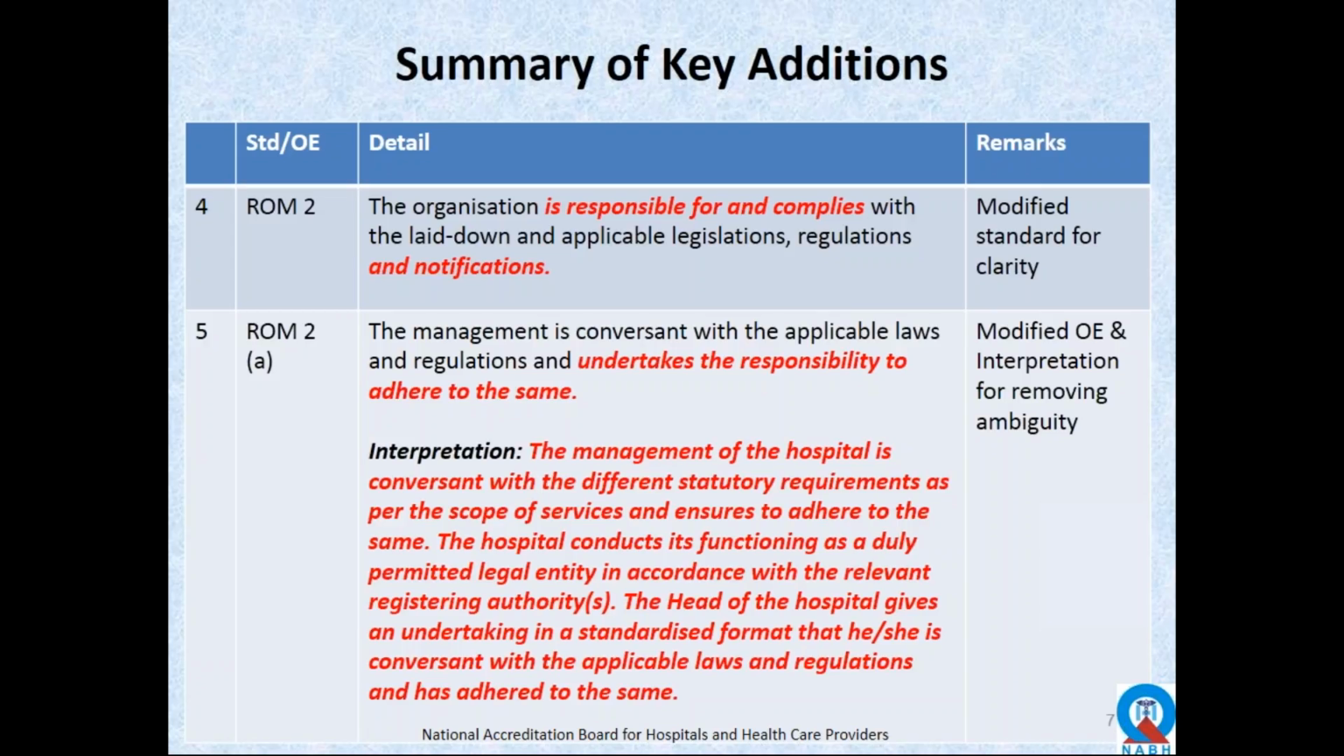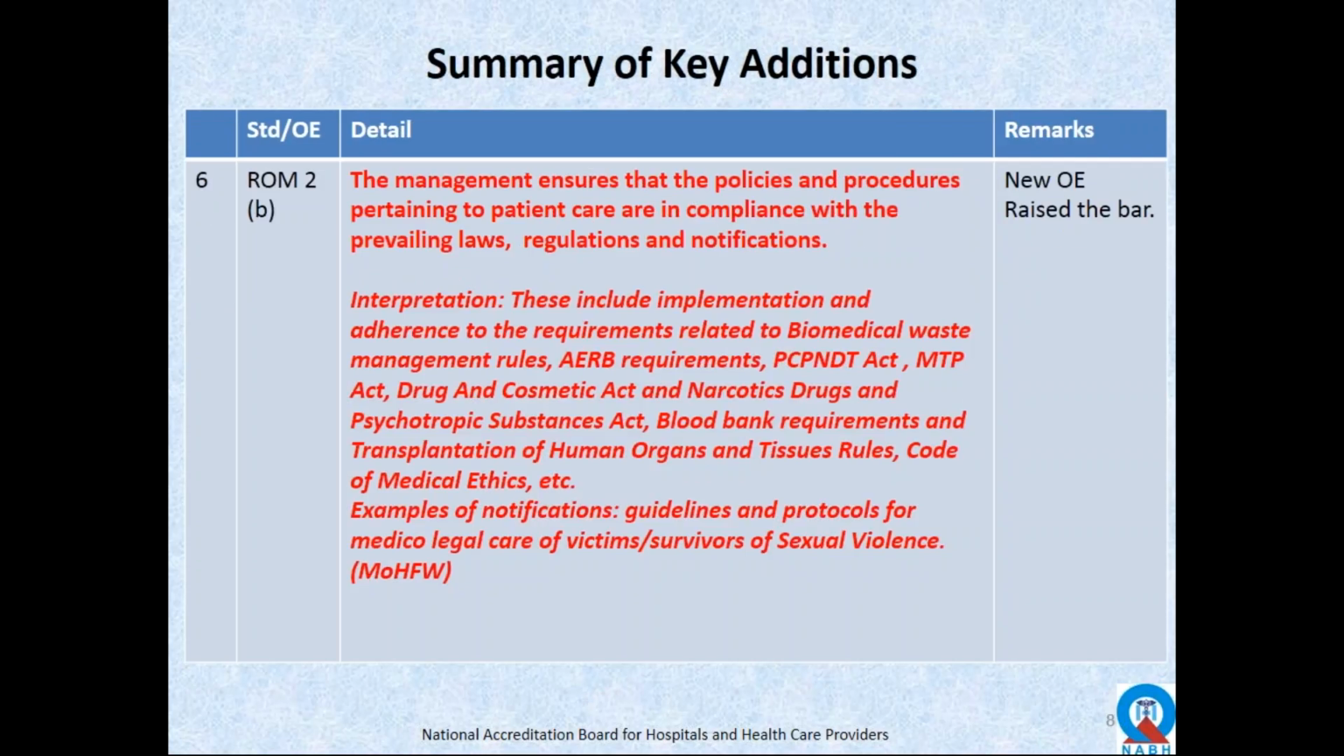Going ahead to ROM 2B, which is a new objective element which has been added to raise the bar. It states that the management ensures that the policies and procedures pertaining to patient care are in compliance with the prevailing laws, regulations, and notifications. In other words, this is a new OE which is rephrased from the old OEs, of course. And we all know that the different laws have their own compliance requirements, and this particular objective element looks at implementation requirements of these regulations and notifications. They may be in the form of maintaining the records of drugs related to the Narcotics Act. They may be related to maintaining confidentiality and submitting monthly reports related to the MTP Act, and several other acts have their own regulatory requirements.